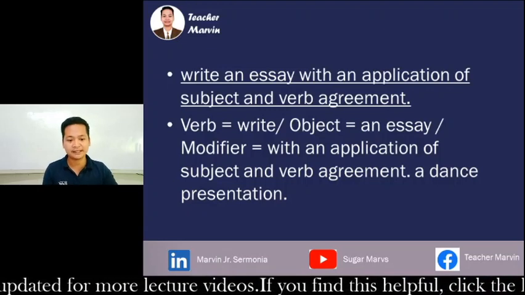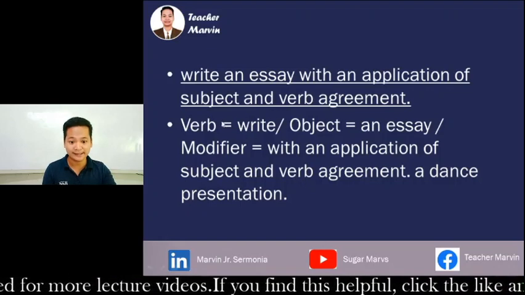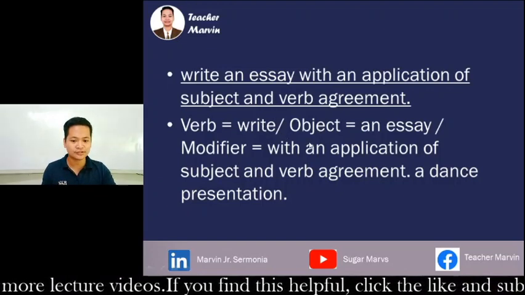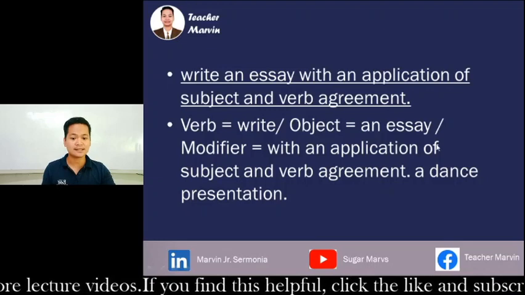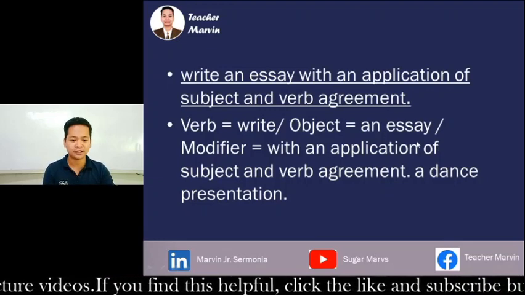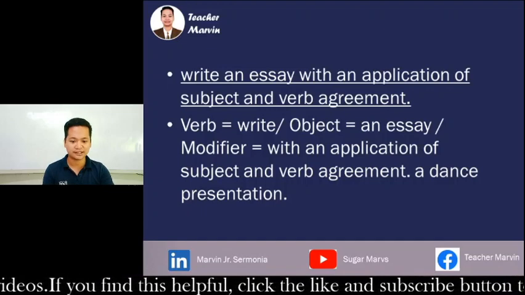And tignan natin, dissect natin, no? Yung verb na nandito, of course, it's the write. Okay? That's the verb. Object, right? What will the students be writing? An essay. And you have the modifier with an application of subject and verb agreement. Okay?